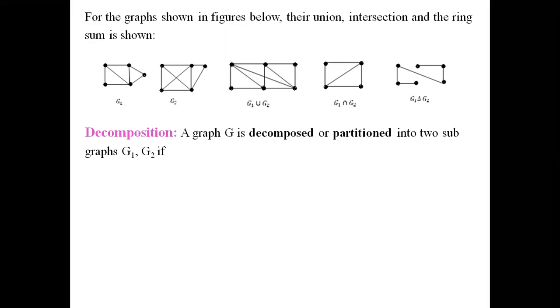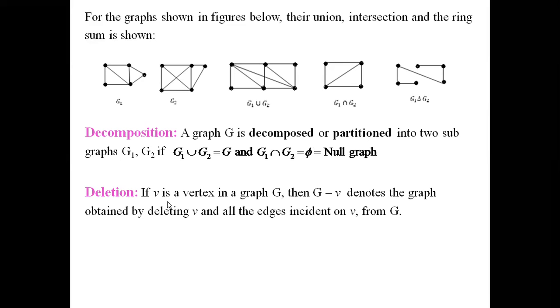Next, we will move on to decomposition. A graph G is decomposed or partitioned into two subgraphs G1, G2 if G1 union G2 is equal to G, and G1 intersection G2 is equal to a null graph. So any graph G is said to be decomposed or partitioned into two graphs G1 and G2 if their union gives us the graph G and the intersection should give us the null graph.